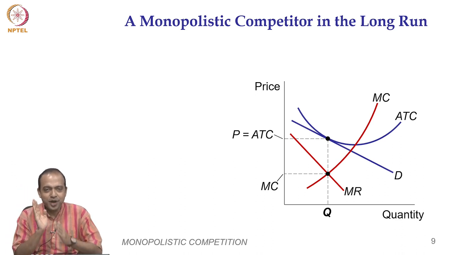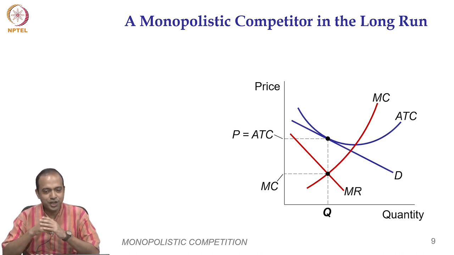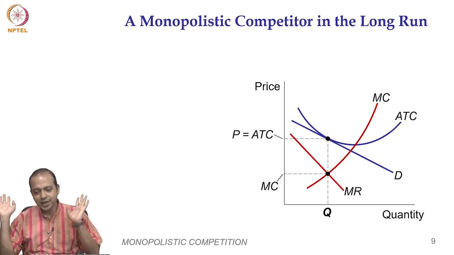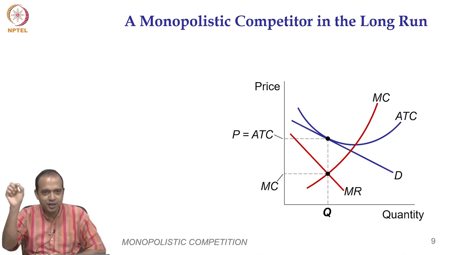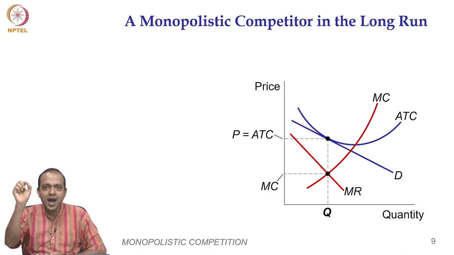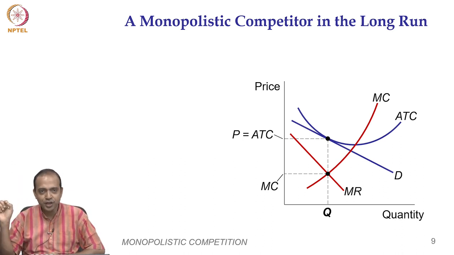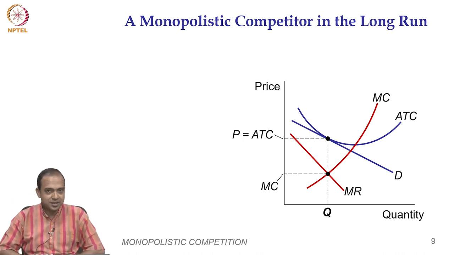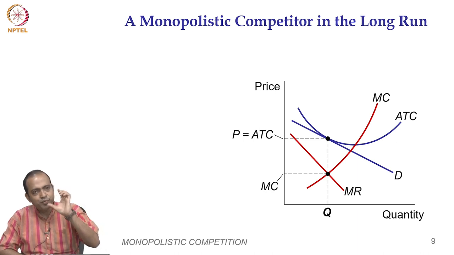Okay? So that is why, while the long run equilibrium of a monopolistically competitive market is P equals to ATC, in case of competition, we got P equals to LAC equals to LMC. So everything got equalized at the long run equilibrium point, but here it is not the case. So that means, even though price and average total cost are equal, there is a difference between price and marginal cost.